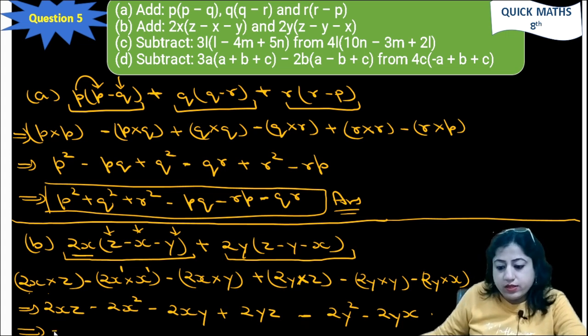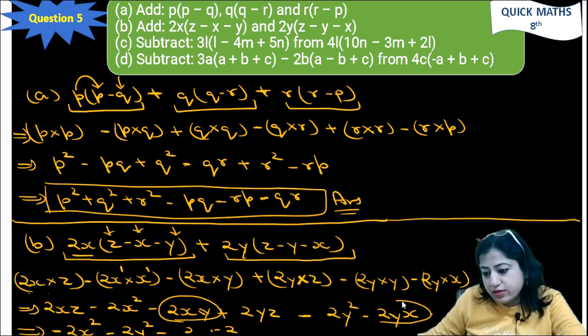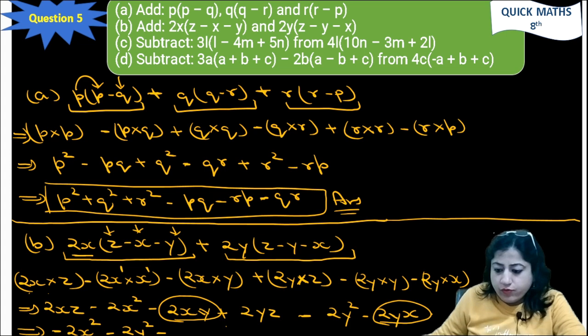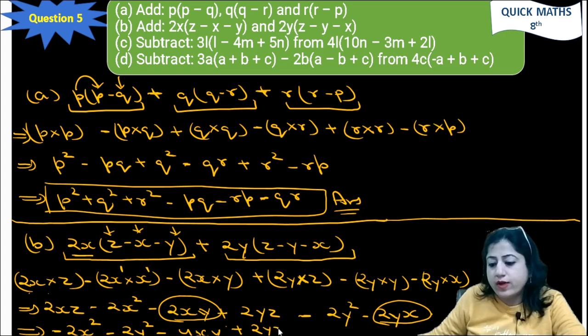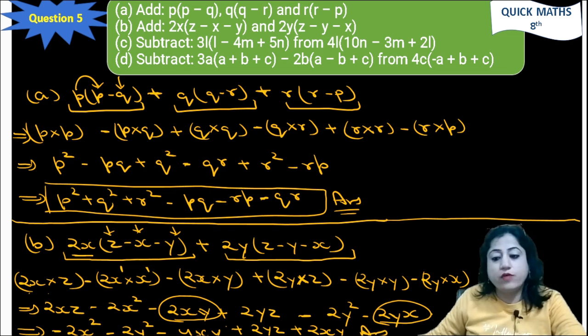Using this it is minus 2x square, minus 2y square, then xz. Yes, minus 2xy, plus minus 2xy, and then again minus 2xy. So it will be 4xy. It is minus 2xy, this one. This is minus 2xy, this is minus 2xy. So it will be 4xy. Now plus 2yz plus 2xz. So this is the required solution of the second part.